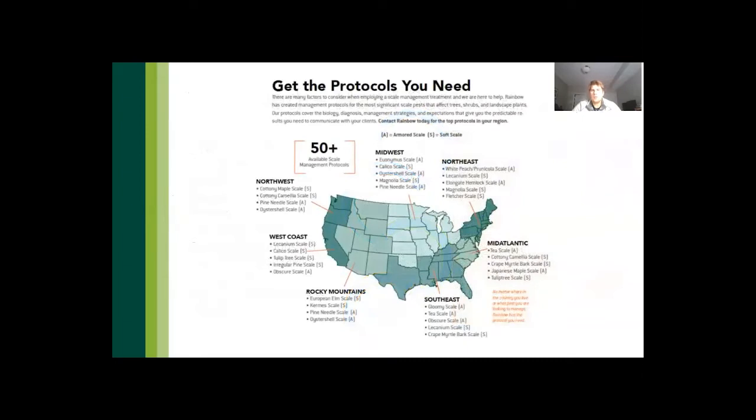Now, recognizing that it's tough to narrow down all these species and what you're trying to deal with here, we recognize that it's important to have access to this technical material quickly. So we have specialized protocols for multiple regions and multiple scale insects. You'll reach out to your territory manager. They can help build you a management plan for the scales that you're dealing with. We have over 50 available across the country for both armored and soft scales. So just reach out to Rainbow. We'll take care of you. We want to make sure you have the tools that you need in order to manage these scales.